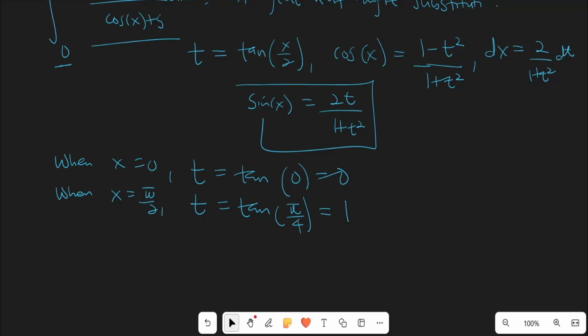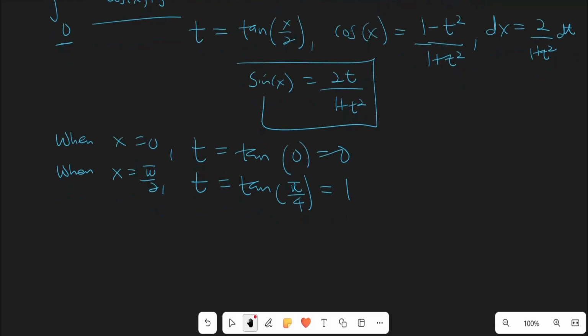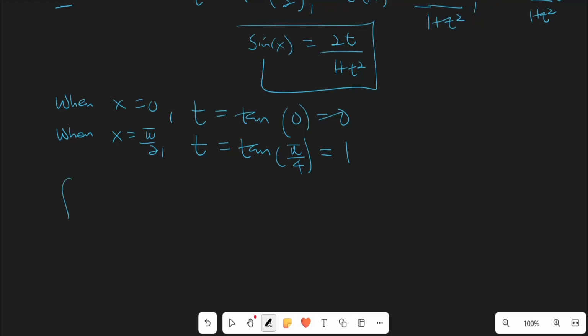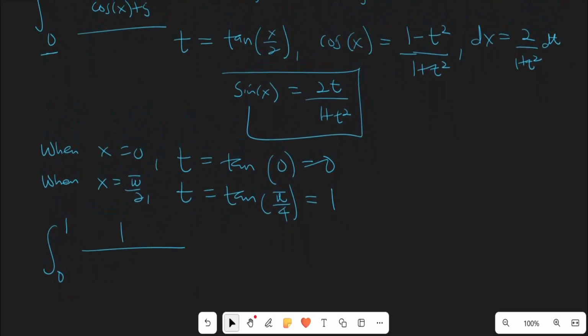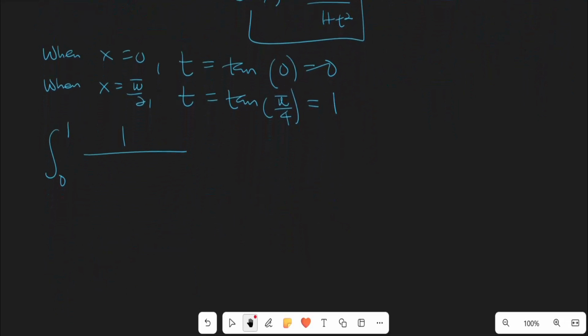So we can now take everything from the x world into the t world. Our integral now becomes an integral from 0 to 1 of 1 all divided by cosine of x plus 5. What is cosine of x? Cosine of x is 1 minus t squared over 1 plus t squared.